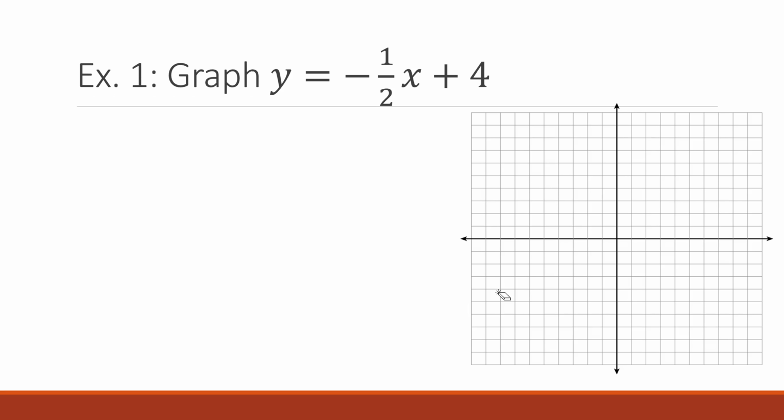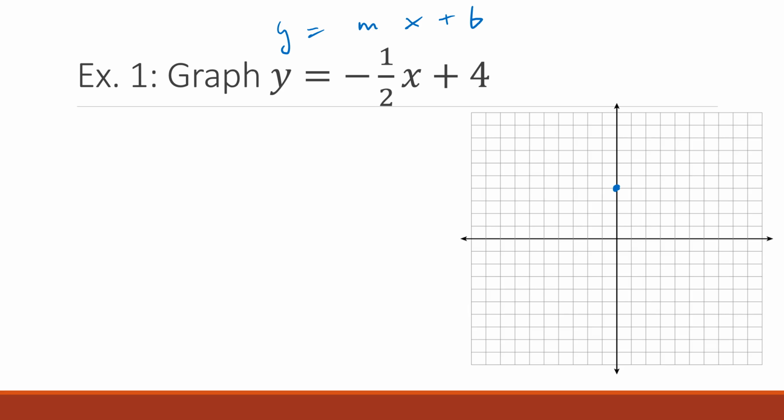Let's do some examples. First of all, I want to graph this equation. Let's start by identifying the y-intercept, because the y-intercept is going to function as our starting point. Now you know from y equals mx plus b that b is 4. This 4 is our y-intercept, and so I can put that point on the graph here. It's intersecting the y-axis. Awesome.